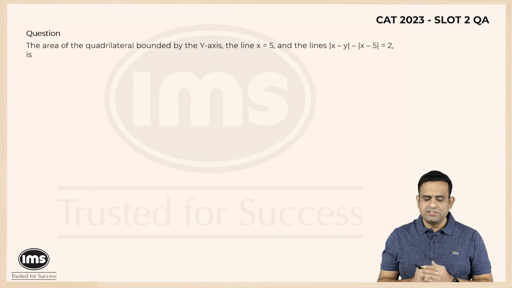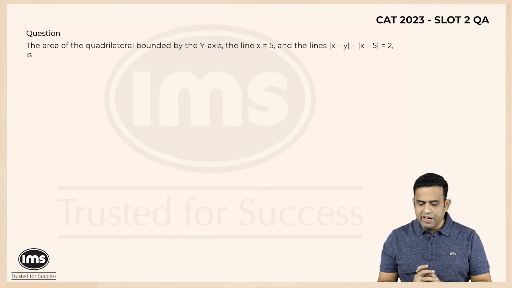In the next sum, it says find the area of the quadrilateral bounded by the y-axis, the line x equals 5, and the lines mod of x minus y minus mod of x minus 5 is equal to 2.